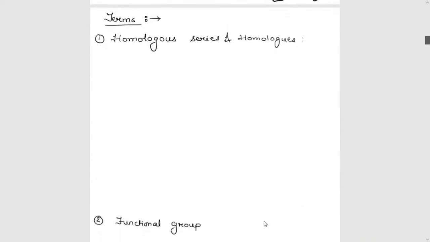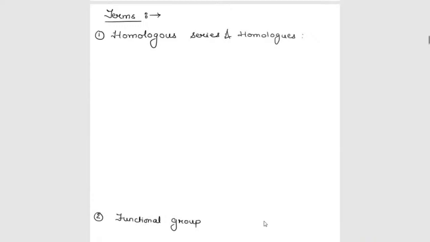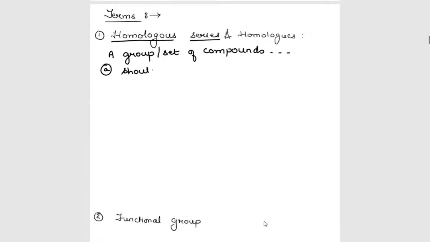The terms that we'll use frequently in our discussions are here. First, homologous series and homologues. So what is homologous series? Homologous series is a group or set of compounds that primarily and compulsorily should have the same functional group. That is a very important point. They should have the same functional group throughout.